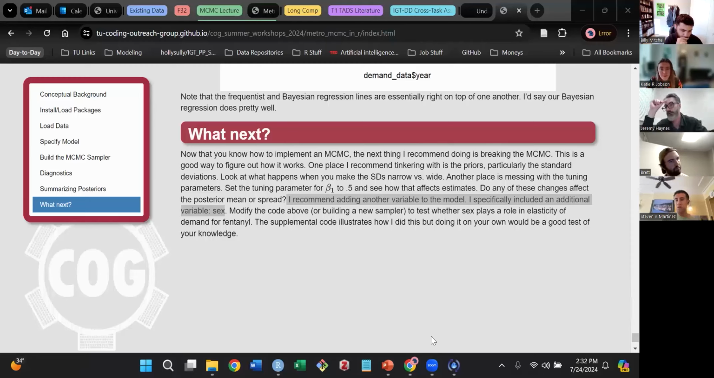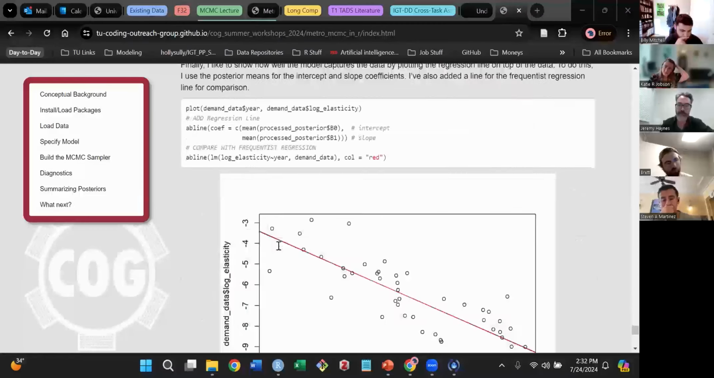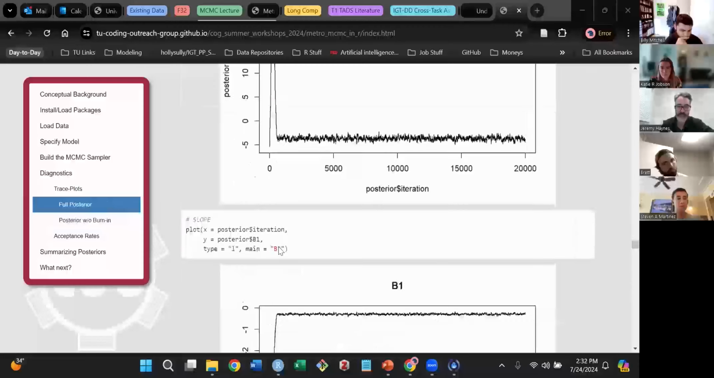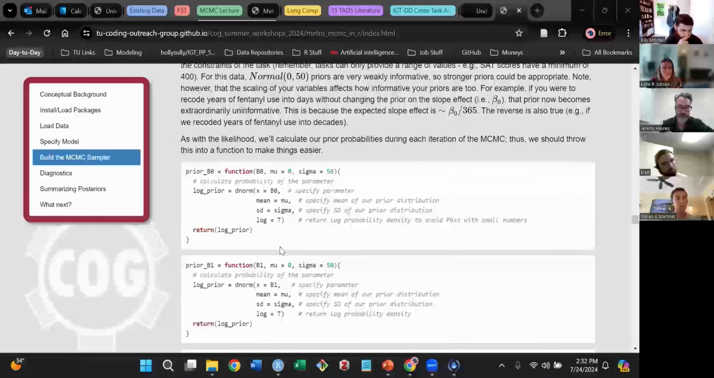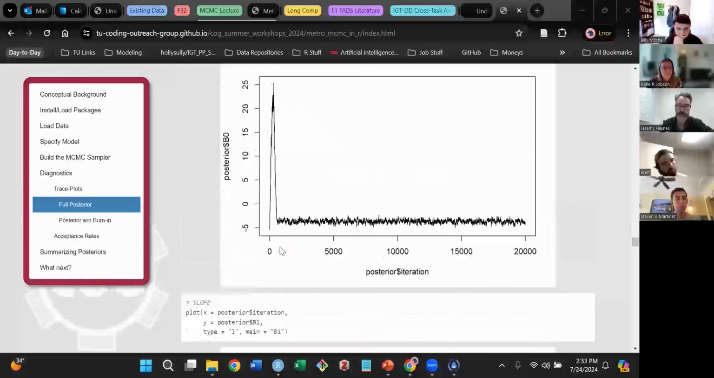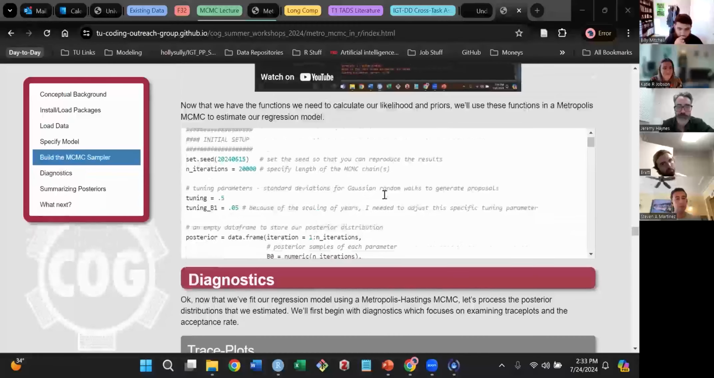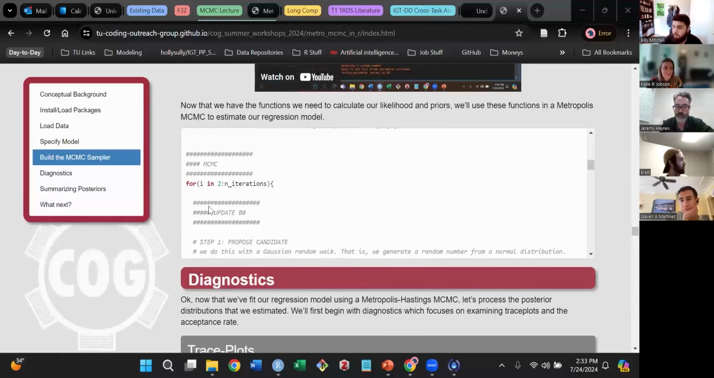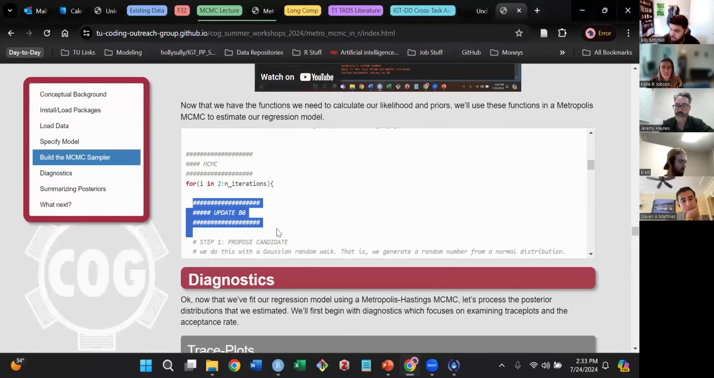You could actually just substitute it as well, but I would recommend adding it in the model. Basically, you're just adding it as one of these little sections here. It would just be add it.